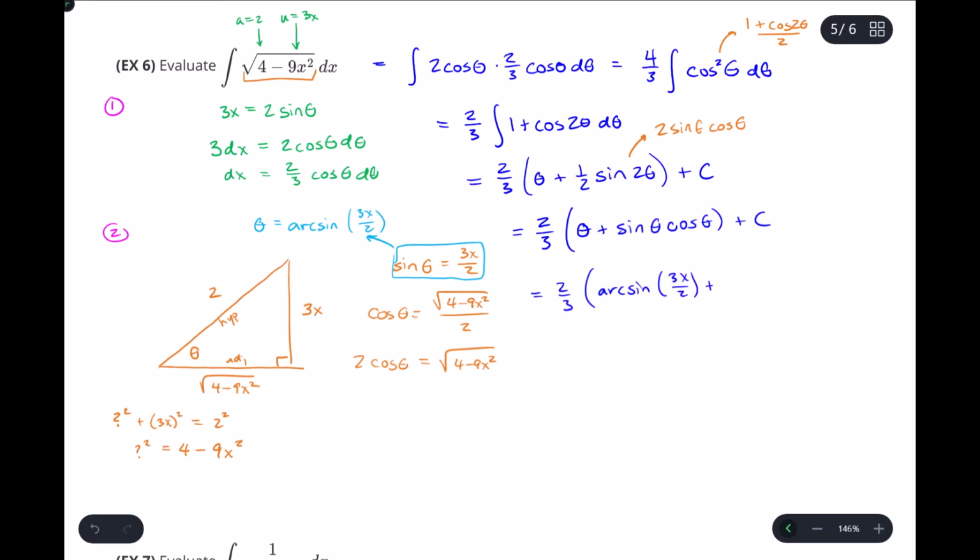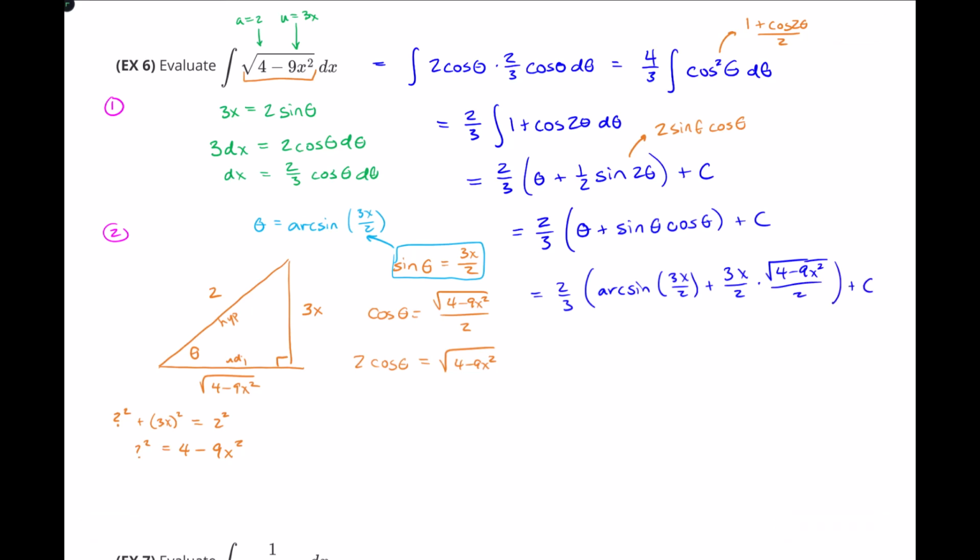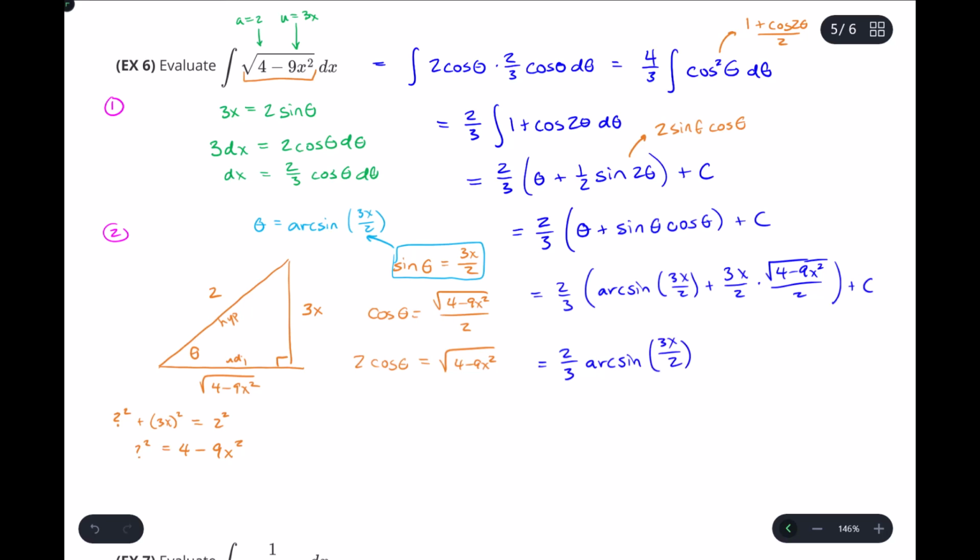Sine theta I can get directly from my triangle. So that's opposite over hypotenuse. Cosine theta is adjacent over the hypotenuse. And I can probably simplify a few of these constants. Not much to do really, but let's say 2/3 arc sine 3x over 2. Here the 3's will cancel. One of those 2's will cancel, so it will be plus 1/2 square root of 4 minus 9x squared plus c.